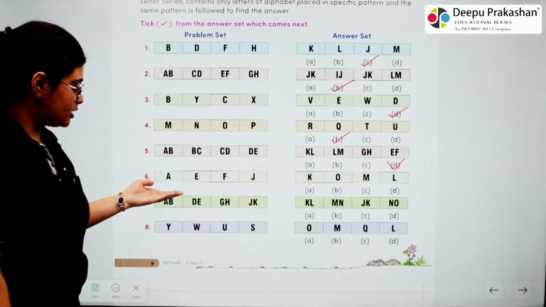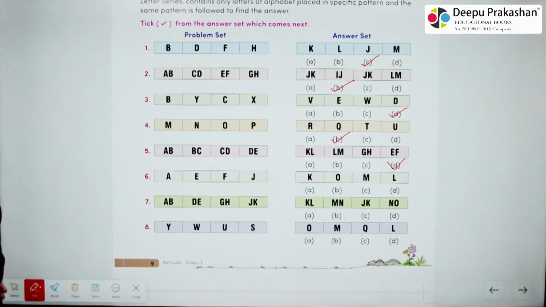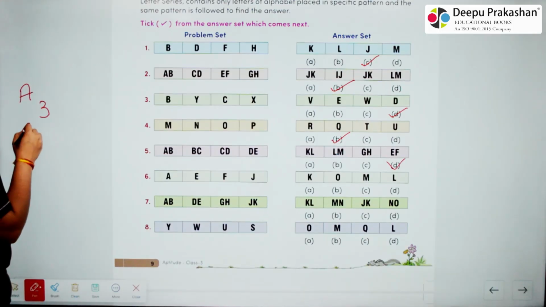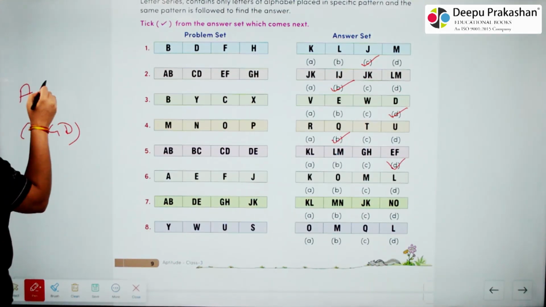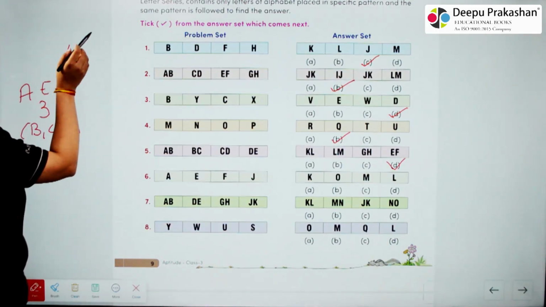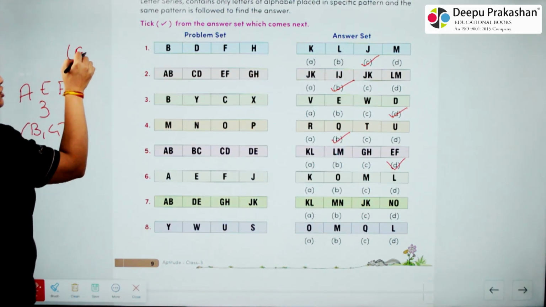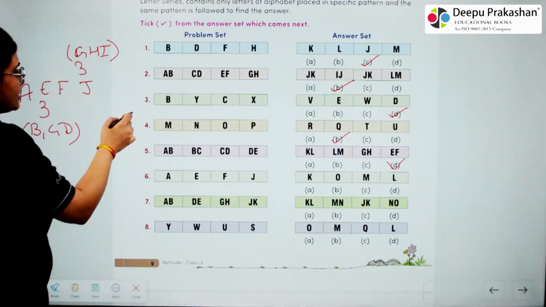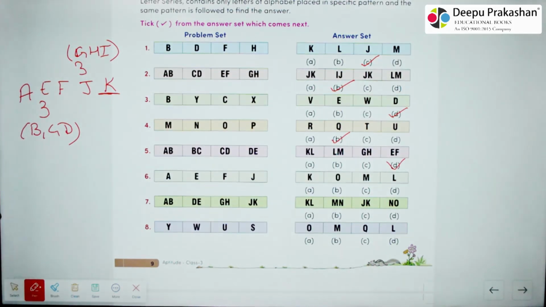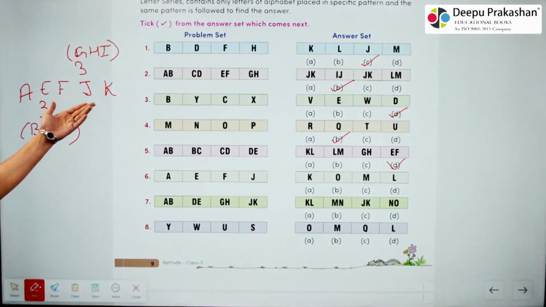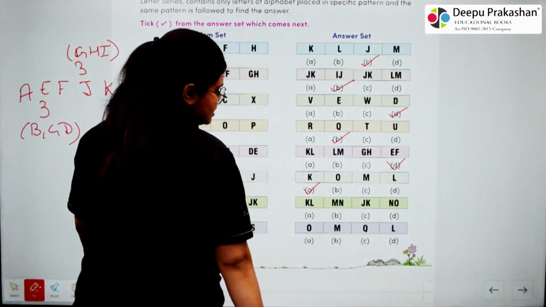Sixth, we are given A, E, F, J. So here the series indicates first we have A, then we skip 3 letters in between, that is B, C and D. Then we have E. Then we don't skip any letter, we have F. Then after it we again skip 3 letters, that is G, H, I, and the next letter is J. So the missing letter will be K, as K comes after J. So the answer for this series is K.